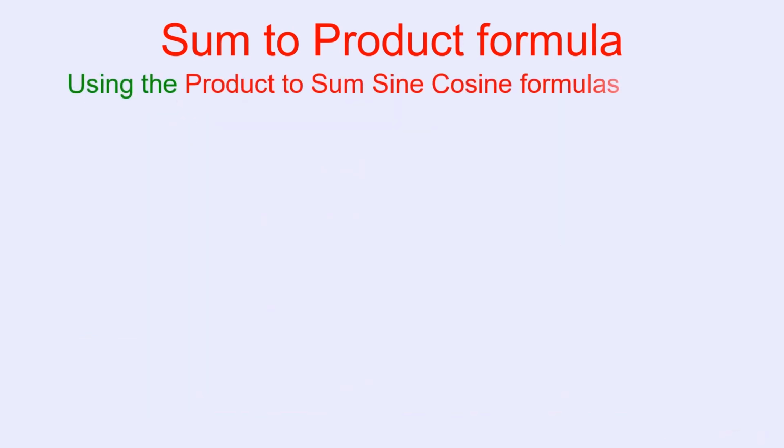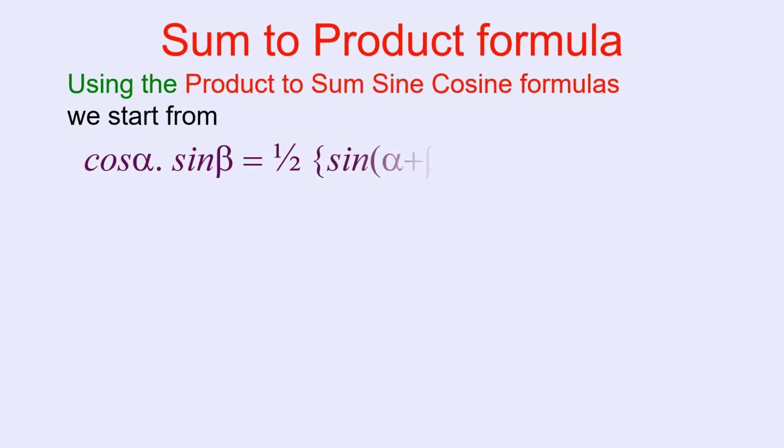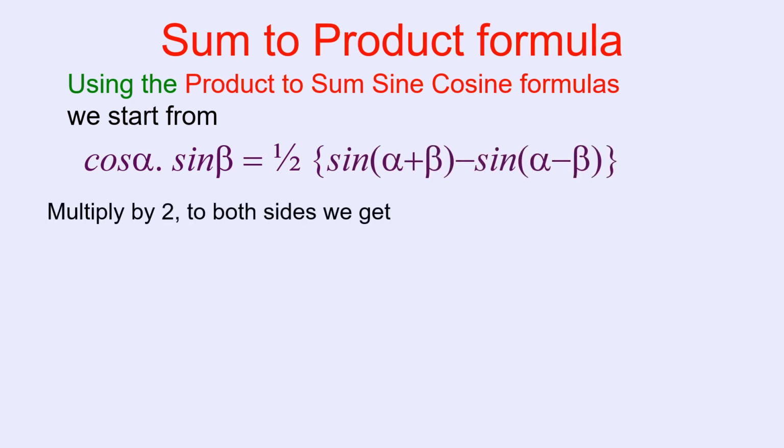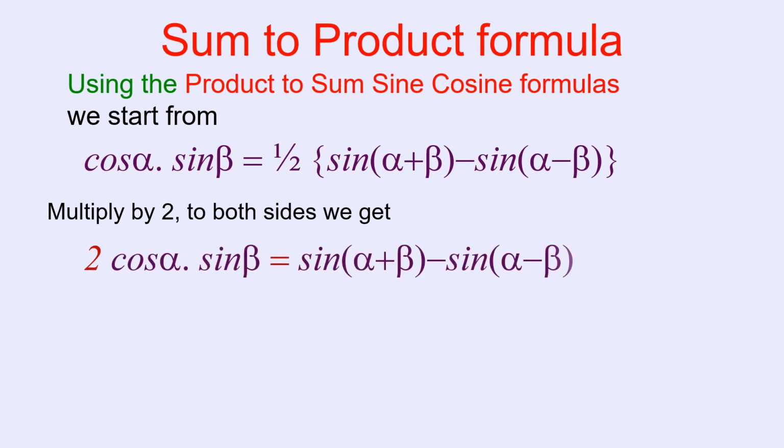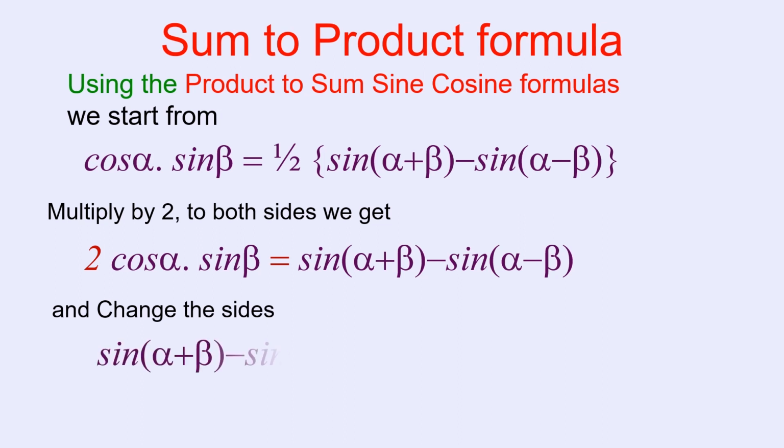Third sum to product formula. Using the product to sum sine cosine formulas, we start with cosine of alpha into sine of beta equals half times sine of alpha plus beta minus sine of alpha minus beta. Multiply by 2 to both sides and change the sides. We get sine of alpha plus beta minus sine of alpha minus beta equals 2 times cosine of alpha into sine of beta.